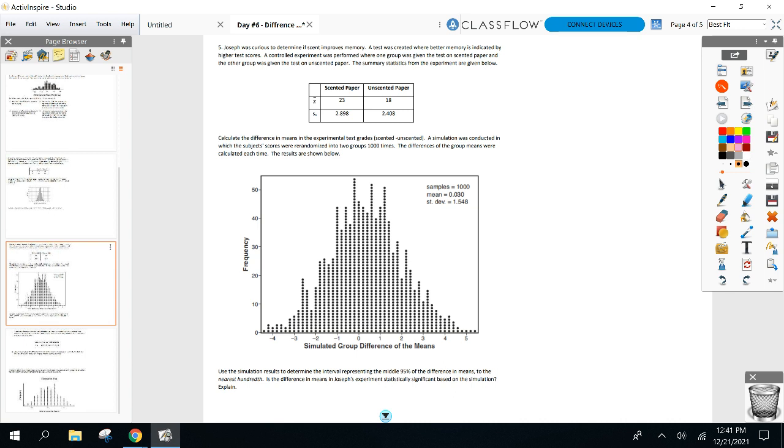So the first thing we need to find every time is the difference in the means. That's an easy calculation to do. I'm just going to take the mean from one group, the scented group, minus the unscented group. That would be 23 minus 18 equals 5. So my difference in the means is 5. What does that number 5 mean in relation to this problem? The people that had the scented paper did 5 points higher, on average, than the unscented paper people.